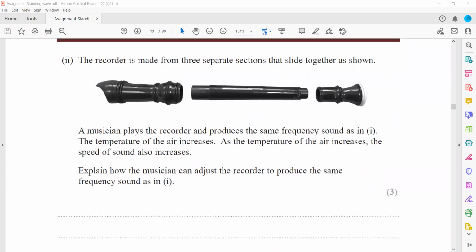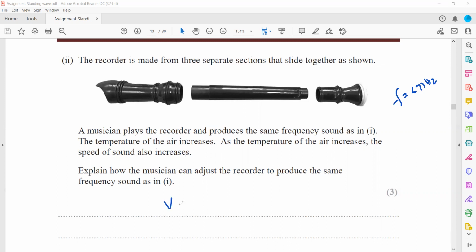The recorder is made from 3 separate sections that slide into each other. The musician plays the recorder and produces the same frequency as in A1. For example, he wants to produce 699 hertz, but this time by changing the length of the musical instrument, the temperature of the air increases. As the temperature of the air increases, the speed of sound will also increase. Explain how the musician can adjust the recorder to produce the same frequency. So how can a musician adjust a recorder to produce the same frequency?